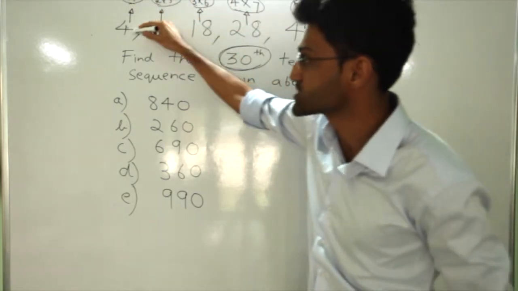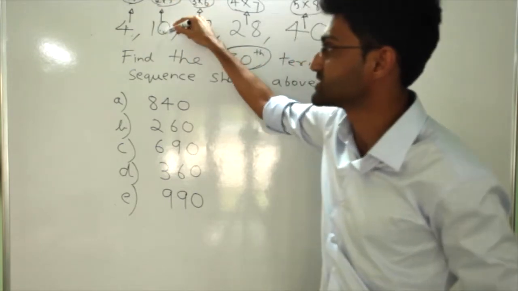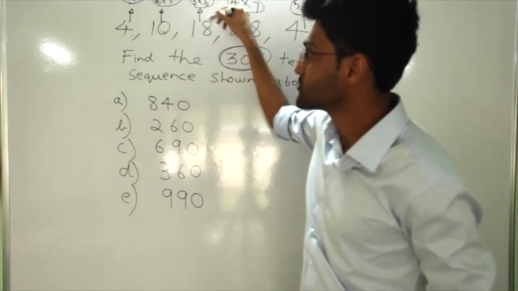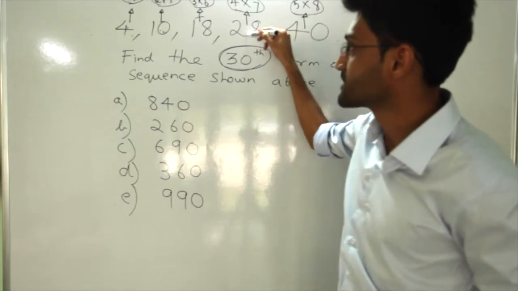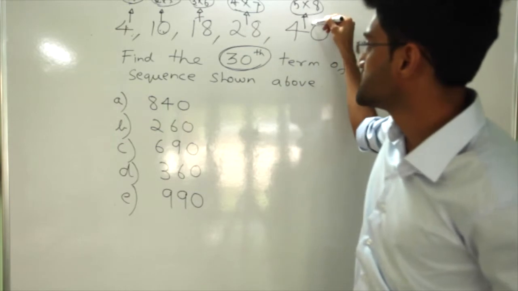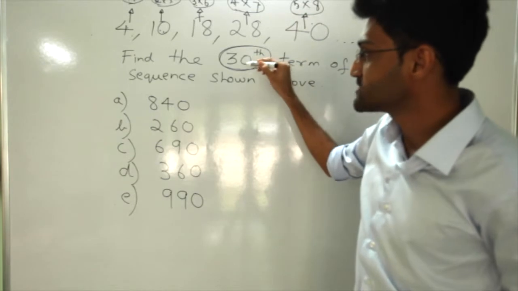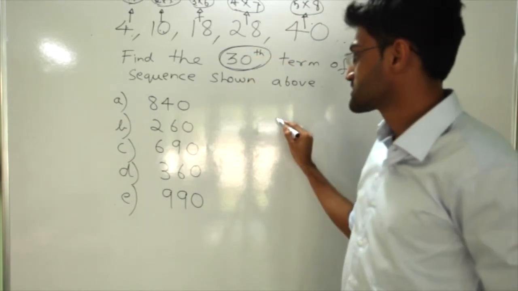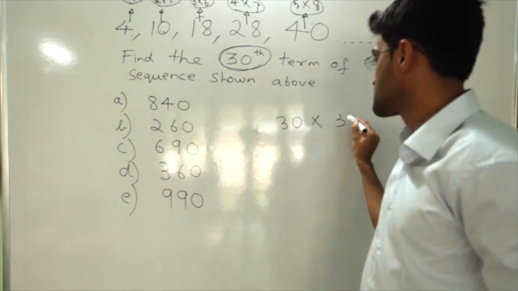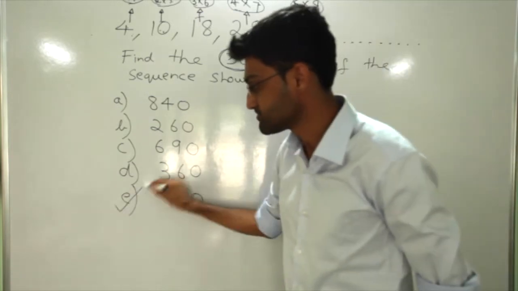Going back to the question, 1 times 4, 2 times 5, 3 times 6, etc. So if it's the first term, the answer is 1 times 3 more than 1, which is 4. If it's the second term, the answer is 2 times 3 more than 2, which is 5. If it's the fourth term, the answer is 4 times 7, which is nothing but 3 more than 4. Similarly, the fifth term, the answer is 5 times 8. 8 is nothing but 3 more than 5. Hence, the answer to our question is 30 times something which is 3 more than 30, which is 33. And the answer is 990, which would give us this option.